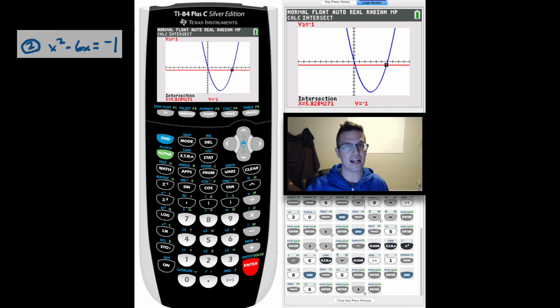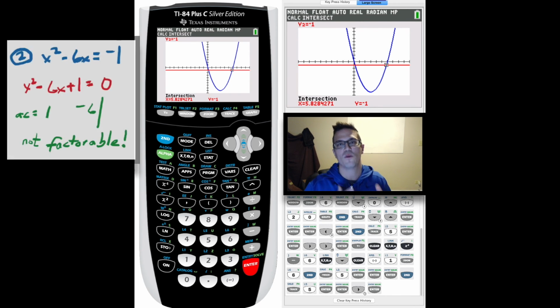The quadratic factoring technique, its limit was when the equation could not be factored. This limit is when you want an exact answer. Let's try the third one. Maybe there are some interesting results on that one.